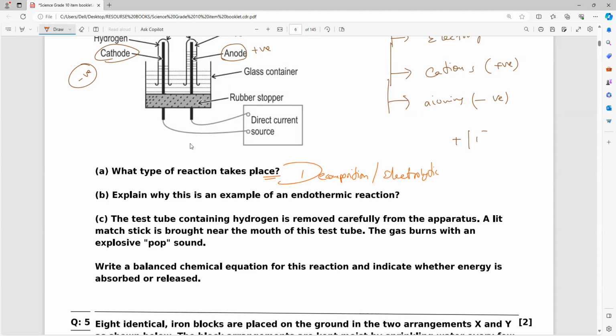Next, explain why this is an example of an endothermic reaction. Very, very important question. Note this word, everybody. We all know that all the decomposition reactions are what reactions? All decomposition reactions are endothermic. There is a statement regarding decomposition reactions. Verify and let me know. All the decomposition reactions are endothermic reactions. Please, everybody, go through that. Have you done it or not? Verify it and let me know.